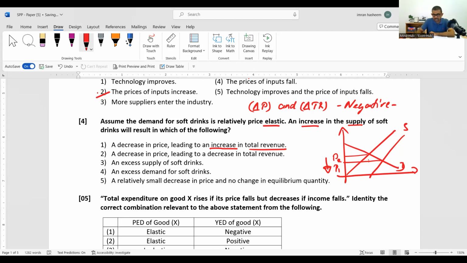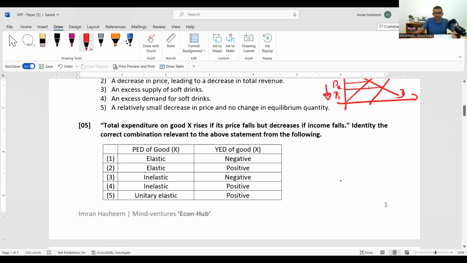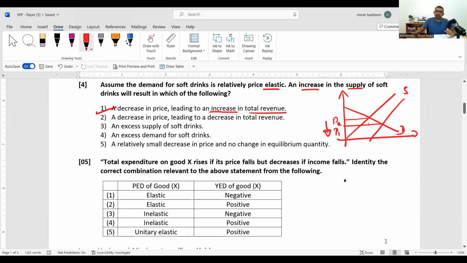Then decrease in price, that is also correct. We can see that in the diagram. So answer 1. We really don't have to go into the other answers because the first answer is very spot on, right? But if you want to, we can, or you can eliminate the other answers as well. If there's any confusion, you can ask and clarify. I'm going to move on to question 5.